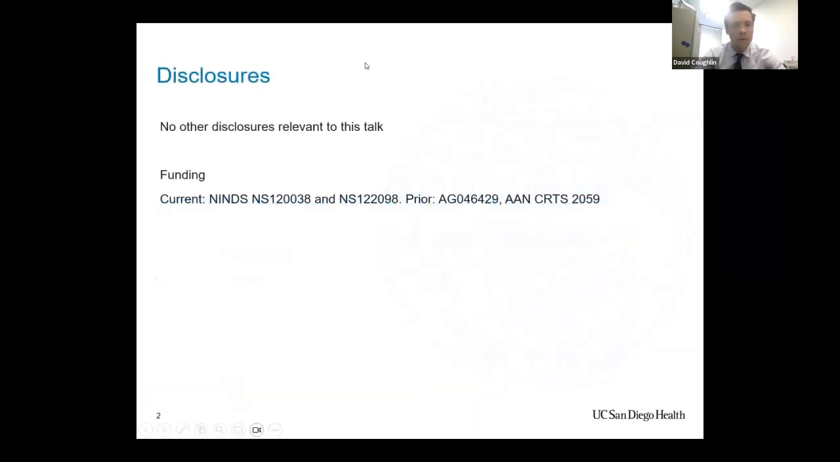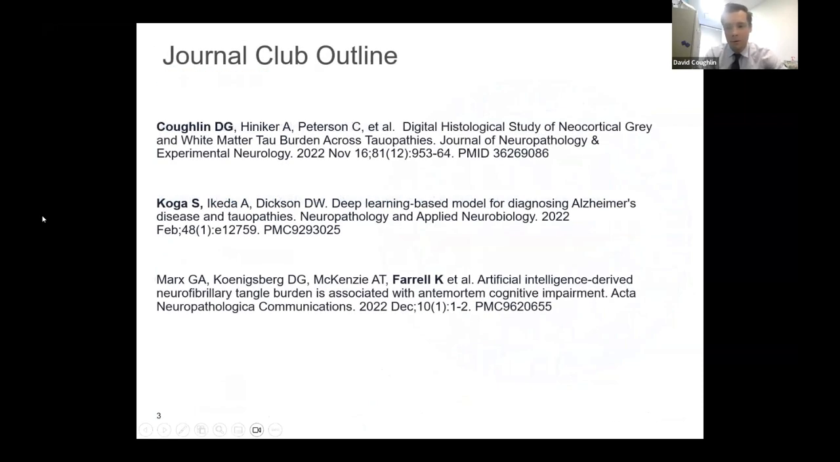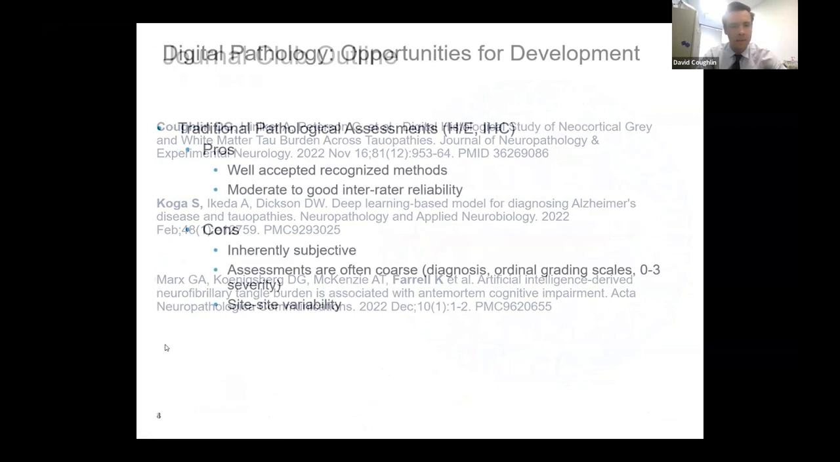I do not have any disclosures that are relevant to this talk, and here is my funding information. These are the three articles that we're going to go over today, with our presenters bolded here, in case you need these for reference later so you can read them in depth.